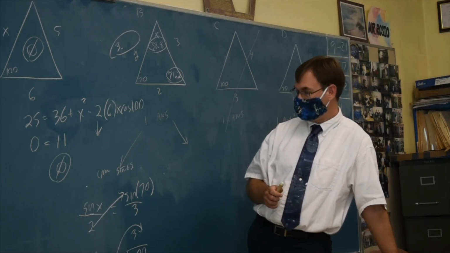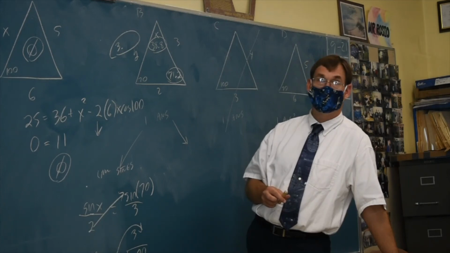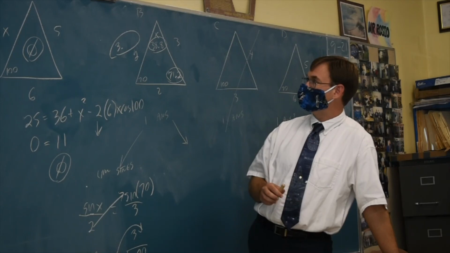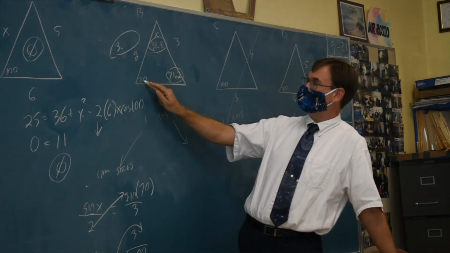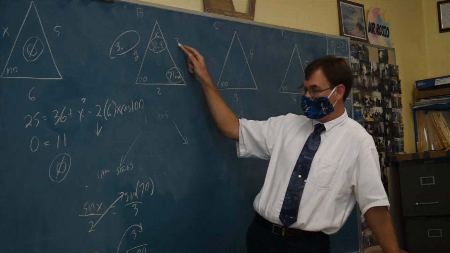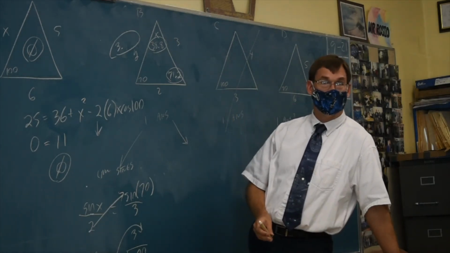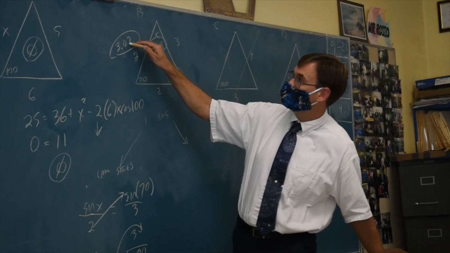Anybody have it? 3 sine answer, divide sine 70, a little more than 3? I have 2.84. Shouldn't be, because the 71 is bigger than 70, so this has to be bigger than the 3. Something went wrong somewhere. 3.02. That seems possible.